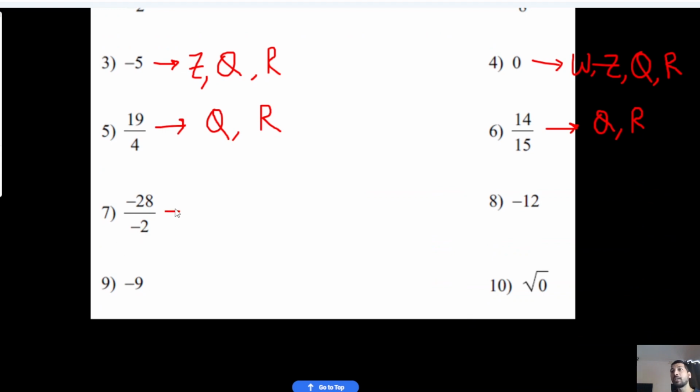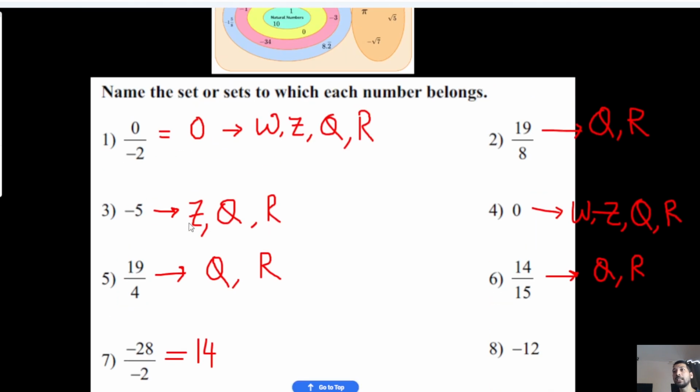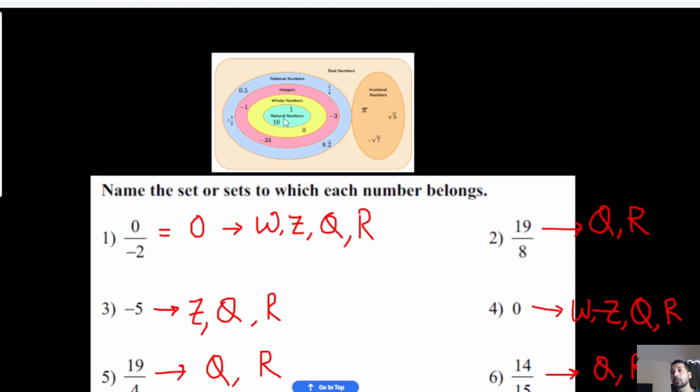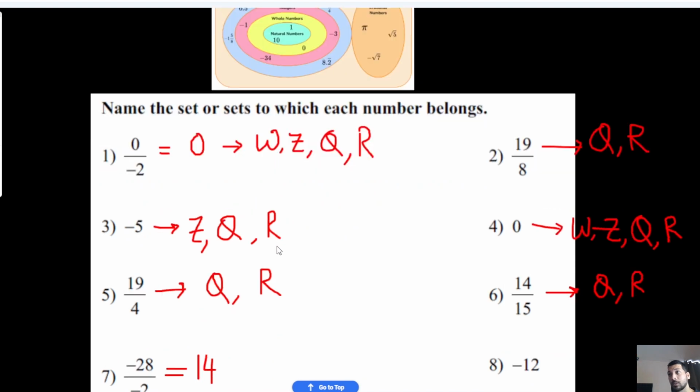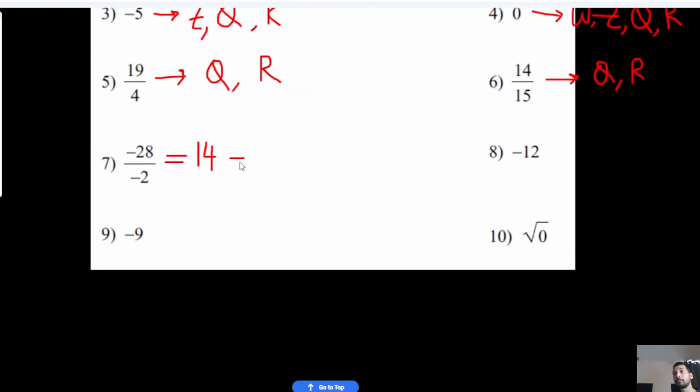-28/-2. We can simplify this to 14. Now this 14 is a counting number. So we start off with the natural numbers, which is N. So you can write that this 14 is a part of N. Since natural numbers are part of whole numbers, so we have W, and then we have Z, and then we have Q, and finally we have R.